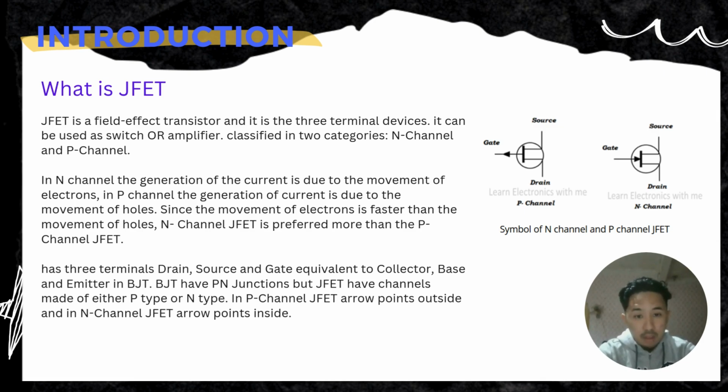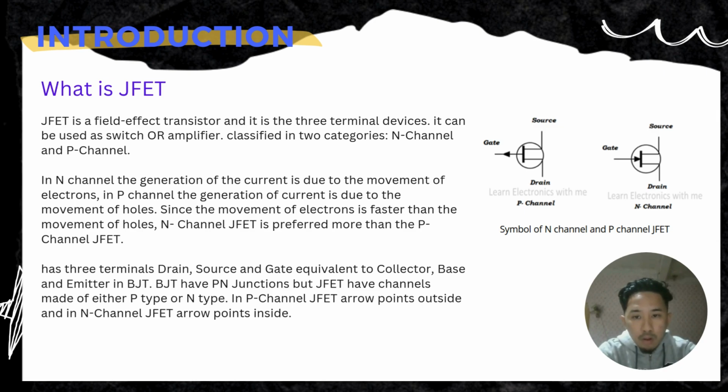What is a JFET? JFET is a field effect transistor and it's a three-terminal device. It can be used as a switch or amplifier. It can be classified in two categories: N channel and P channel. In N channel, the generation of the current is due to the movement of the electron. In P channel, the generation of current is due to the movement of hole.